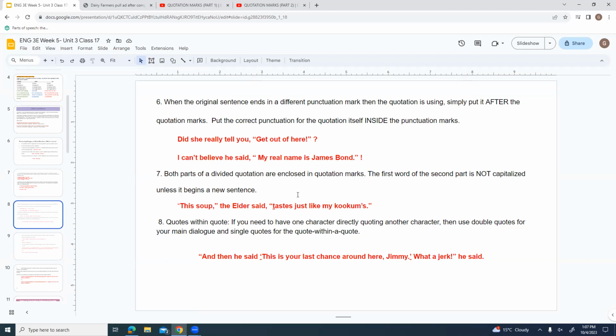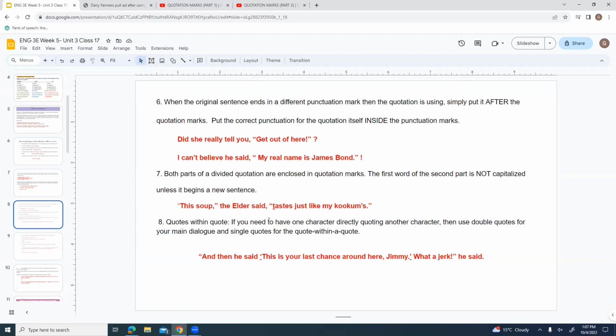Both parts of a divided quotation are enclosed in quotation marks. The first word of the second part is not capitalized unless it's starting a new sentence. "This soup," the elder said, "tastes just like my gookums."